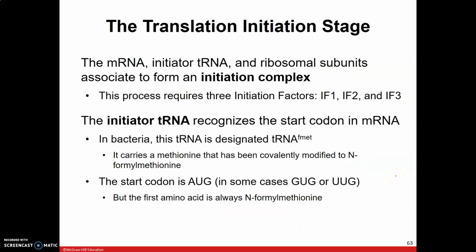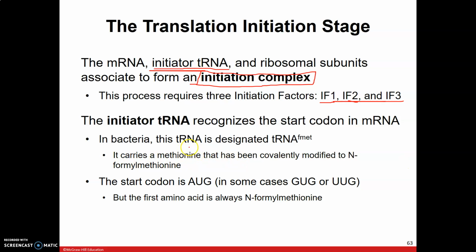Now that can happen a little bit differently depending upon if you have release factors occurring in eukaryotes versus prokaryotes. So the messenger RNA, the initiator transfer RNA, ribosomal subunits all come together to form the initiation complex. We'll get to termination in a few minutes. Each of these require several factors or proteins, IF1, 2, and 3. They come together to help stabilize the ribosome.